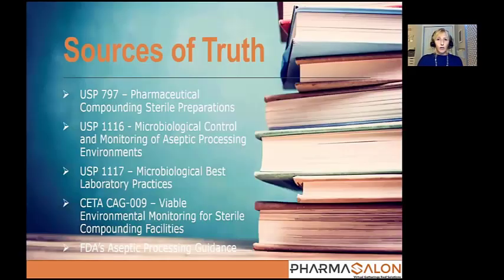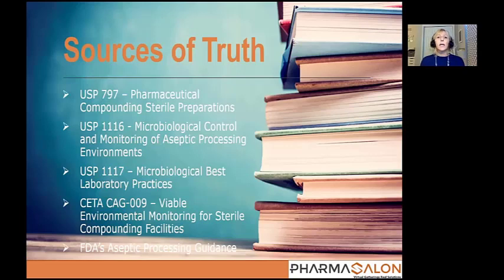I want to start out though with some sources of truth, and really all these are the documents that you want to go to look for direction. Some of them are USP chapters that are enforceable. Others are USP chapters that are there for information only. So they have the knowledge that you're going to need to better understand what you need to do in order to comply with USP 797. So we see USP 797 listed there.